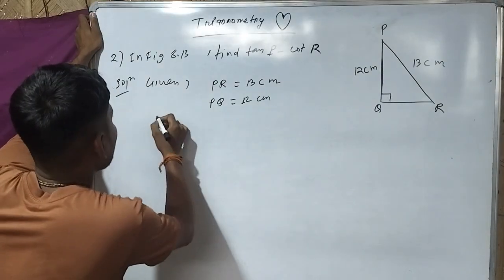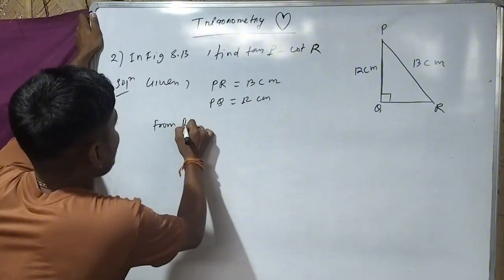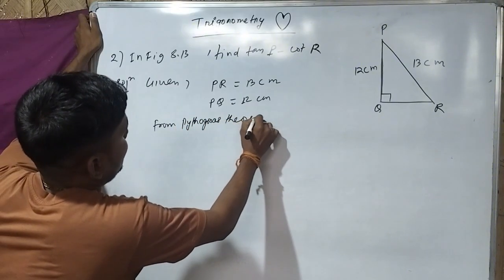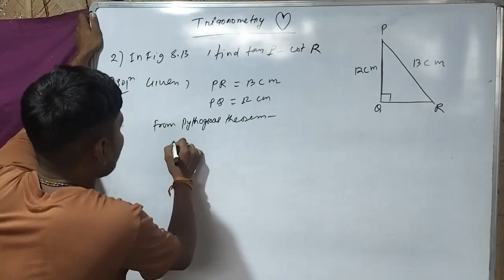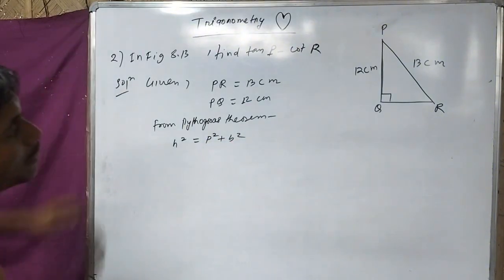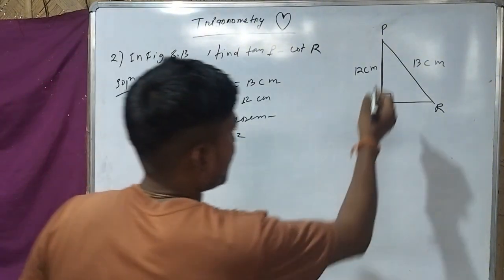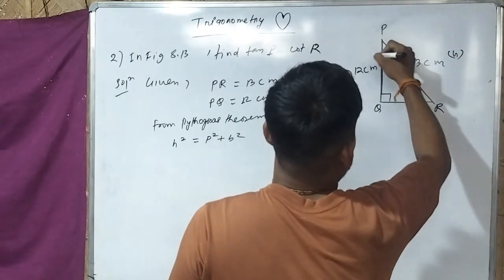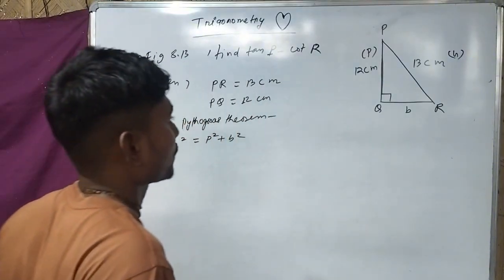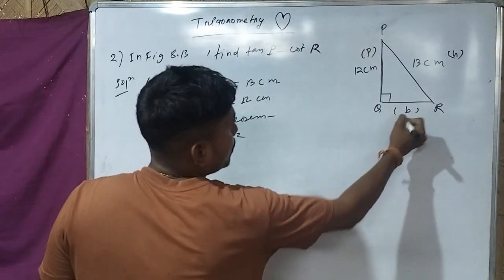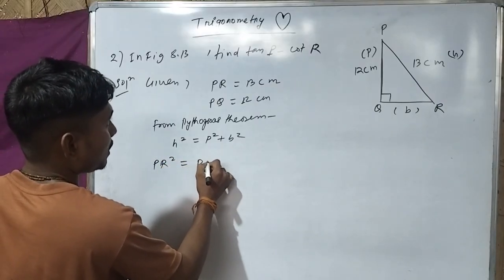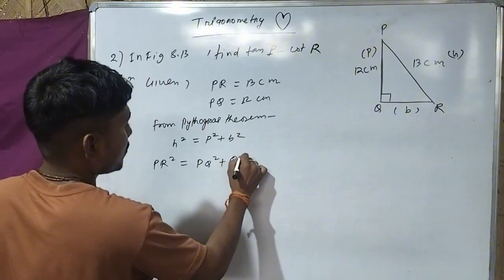So in this right angle triangle, from Pythagoras theorem, hypotenuse square equals perpendicular square plus base square. Which is the hypotenuse? PR is the hypotenuse, PQ is the perpendicular, and QR is the base. So PR square equals PQ square plus QR square.